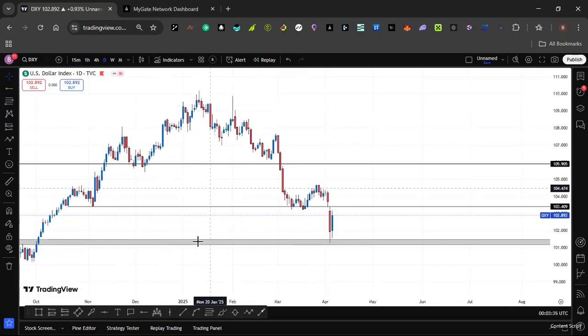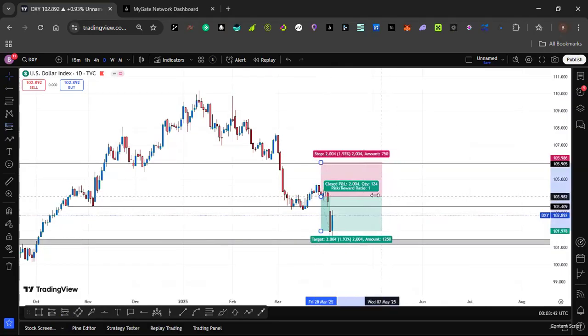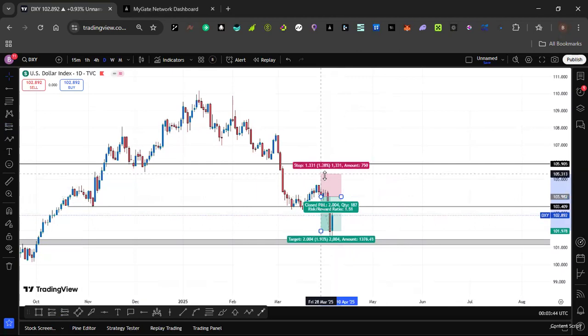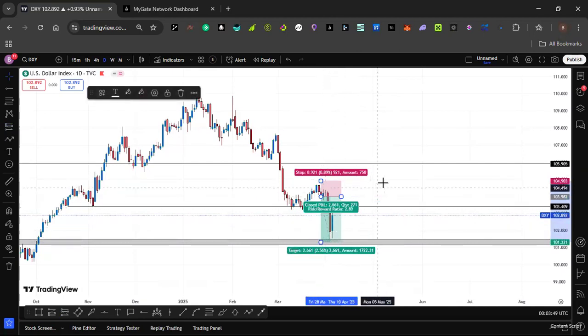So I was busy looking for shorts, and immediately I saw this beautiful formation on the late time frame. This candle, this bearish candle close. This is where I did my entry, and my stops were just above here, and I was targeting this major level here.